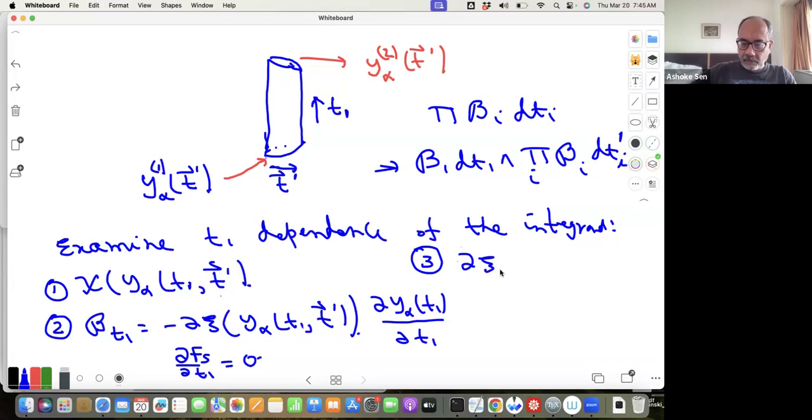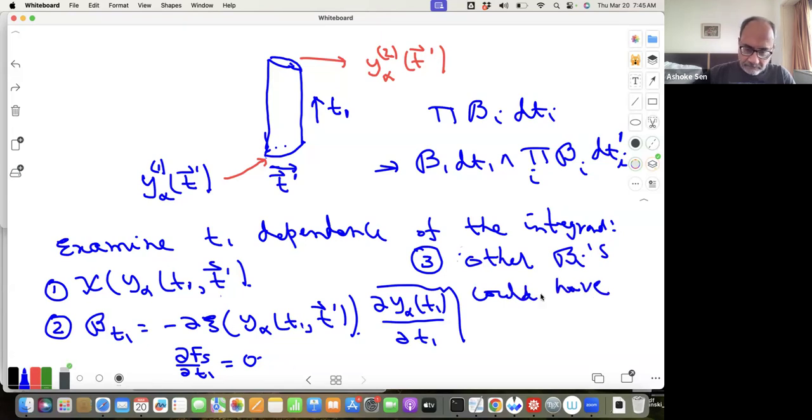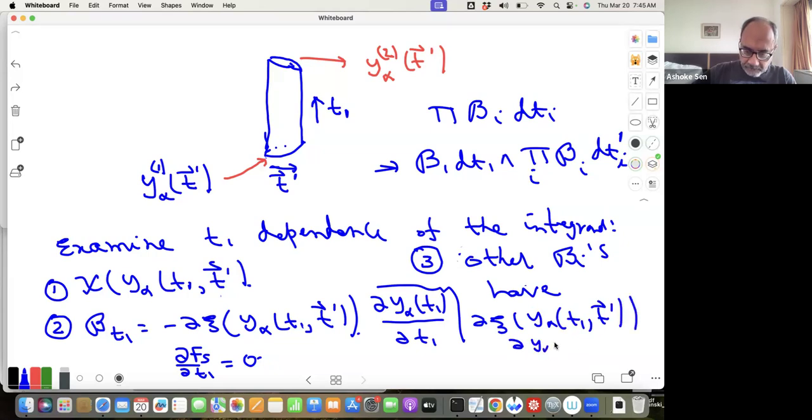So the only other source where T1 could have entered is that the other B's could have involved, and not could have, they do have, del xi y alpha T1 T prime, del y alpha T1 T prime, del T prime I. Other BIs, which are associated with the TI primes, will have terms like this. Is this clear?